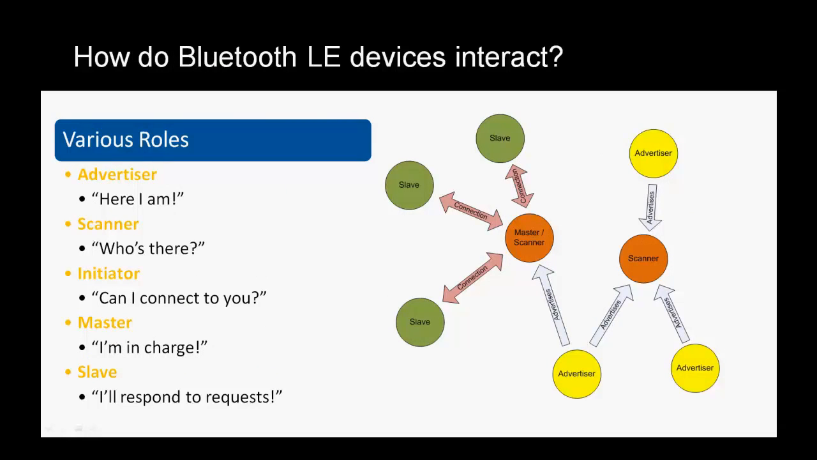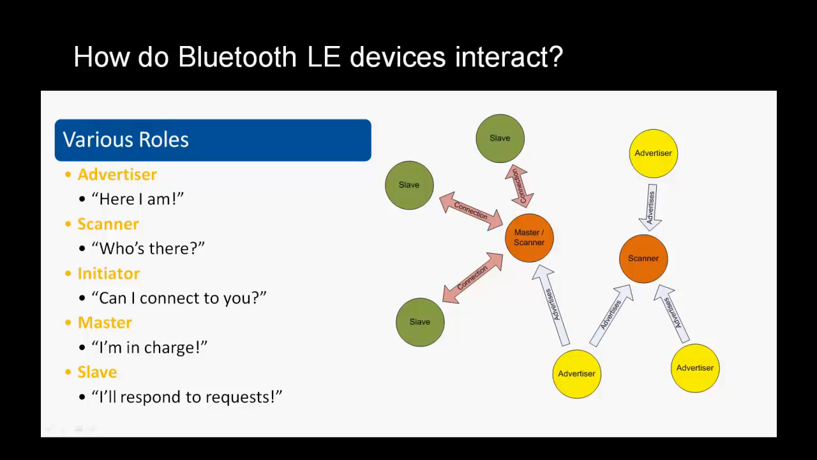Bluetooth Low Energy devices use a number of different roles to interact. These are optimized to reduce power consumption by reducing the complexity of the classic Bluetooth discovery and connection procedures. So a Bluetooth device which has an advertiser role is basically saying, here I am, here's the capabilities I have, who would like to connect to me? A scanner, for example, is trying to discover what Bluetooth Low Energy devices are present in its environment. Who's there? Who is there that I can talk to?